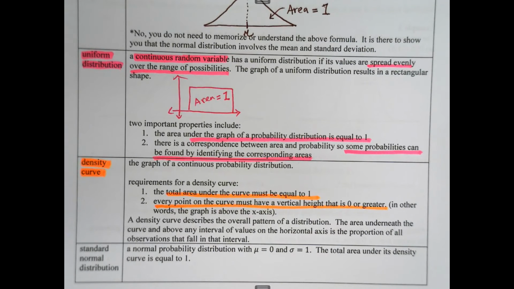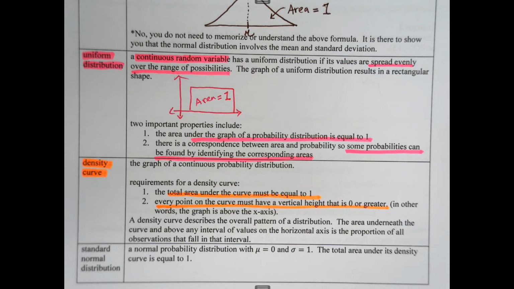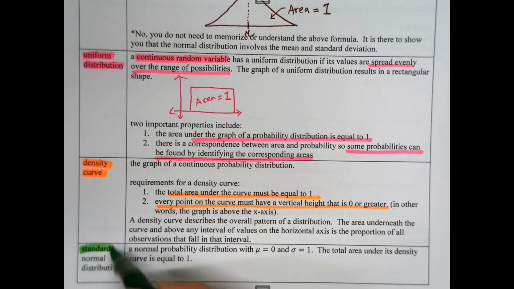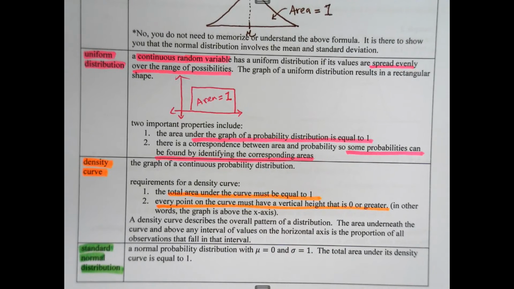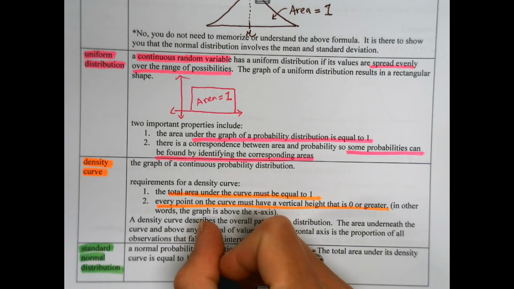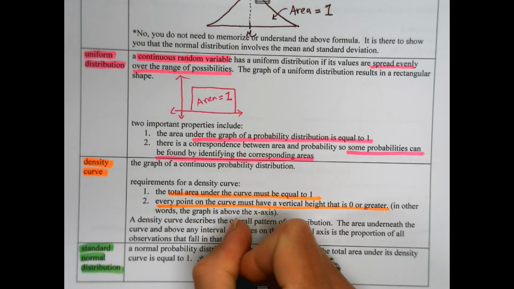And there's a difference between the normal distribution and the standard normal distribution. Our standard normal distribution is going to be a normal probability distribution, except for it has some special characteristics. The mean is going to be 0, and the standard deviation is going to be 1. And that allows for the total area under its curve to be equal to 1. A standard normal distribution is going to still be bell-shaped.